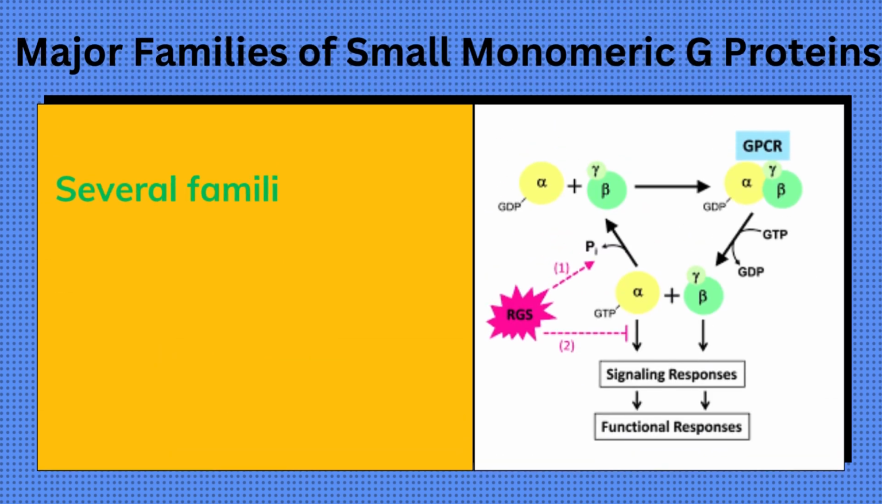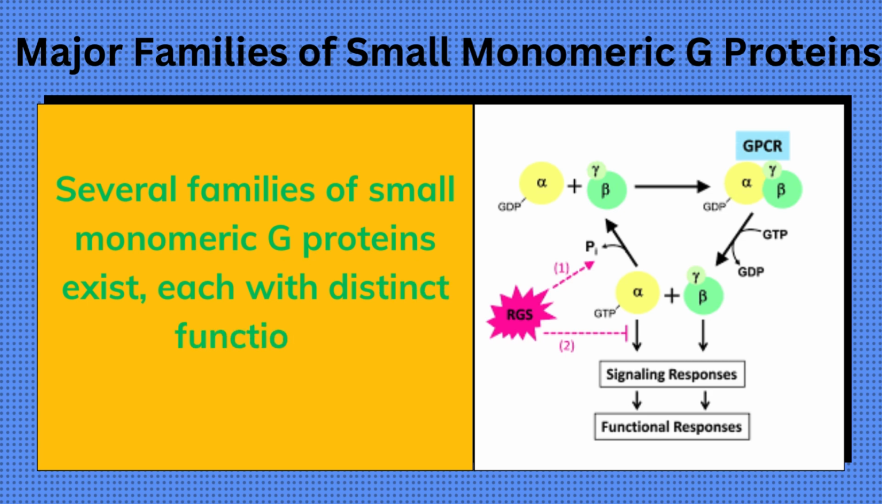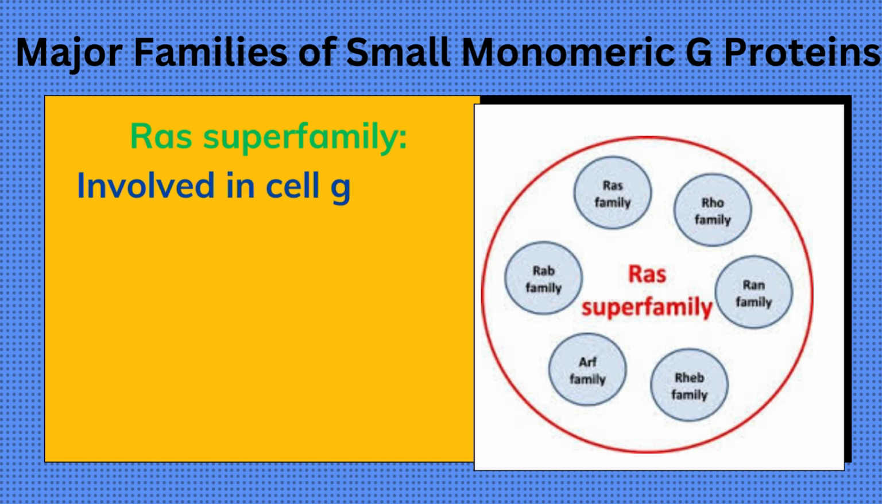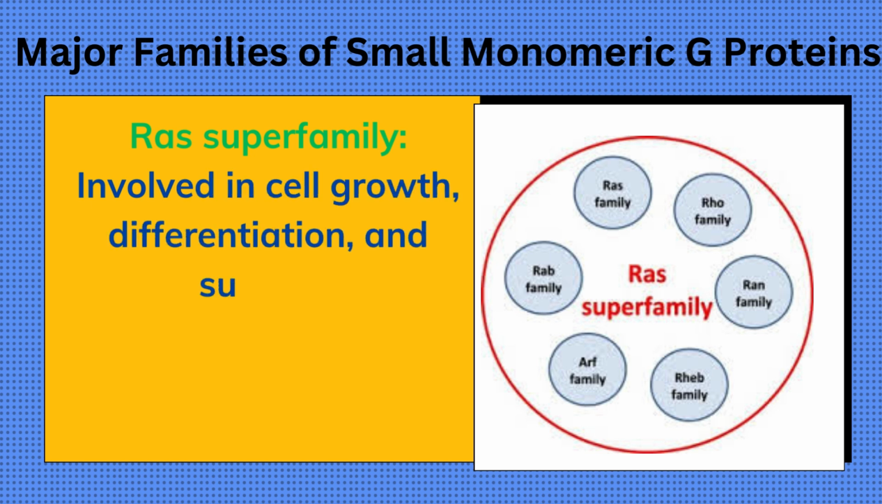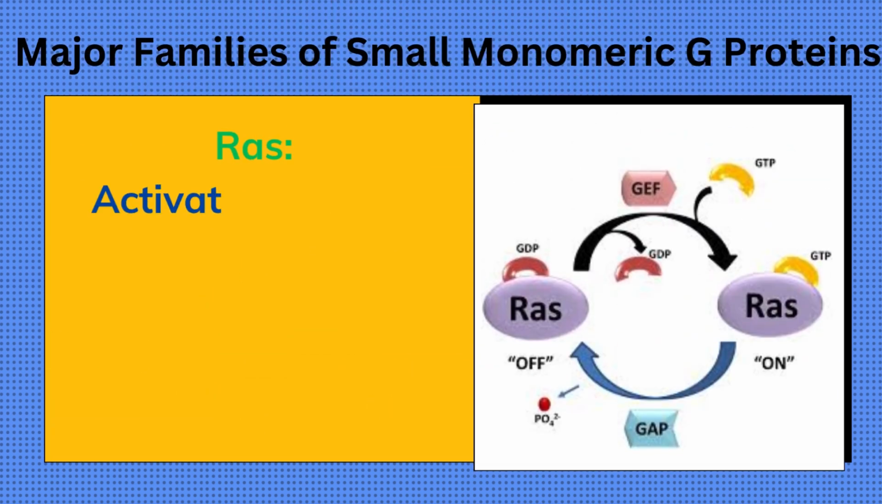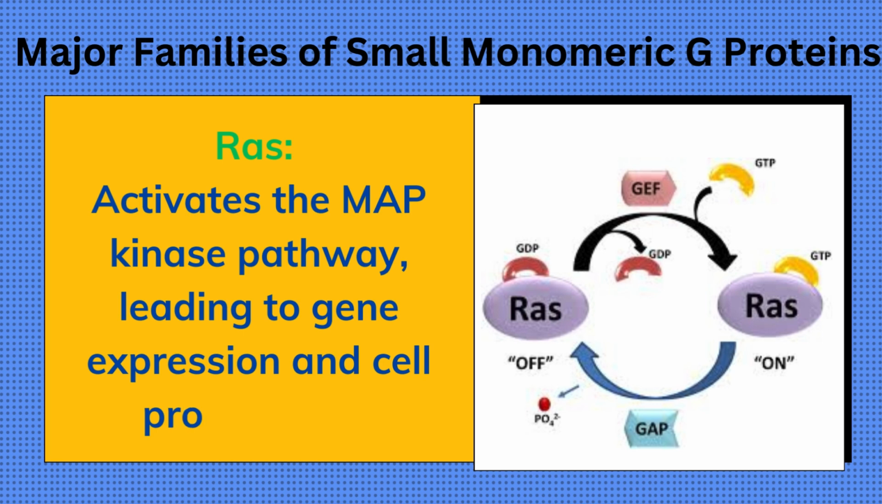Major families of small monomeric G proteins. Several families of small monomeric G proteins exist, each with distinct functions. RAS superfamily, involved in cell growth, differentiation, and survival. Key members include Ras, Rho, Rab, and Ran. Ras activates the MAP kinase pathway, leading to gene expression and cell proliferation.